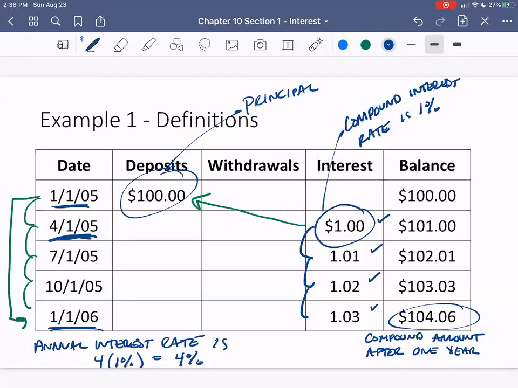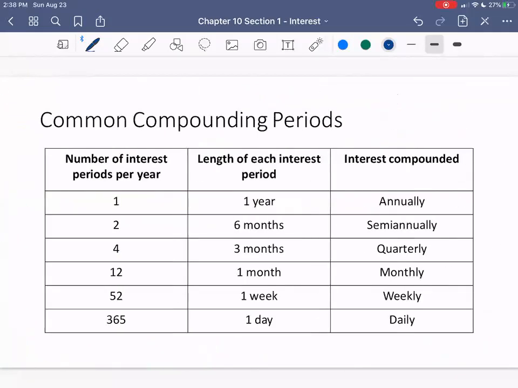All right, before we get into too many things, we'll talk about our common compounding periods. The first one is year or annually, which is 1 year. Semi-annually is 6 months. Quarterly, which is what we just saw, is every 3 months. Monthly is every month. Weekly is 1 week, and daily is 1 day. In 1 year, annually is once, semi-annually is twice, quarterly is 4 times, monthly 12, weekly 52 since there are 52 weeks in a year, and daily 365.